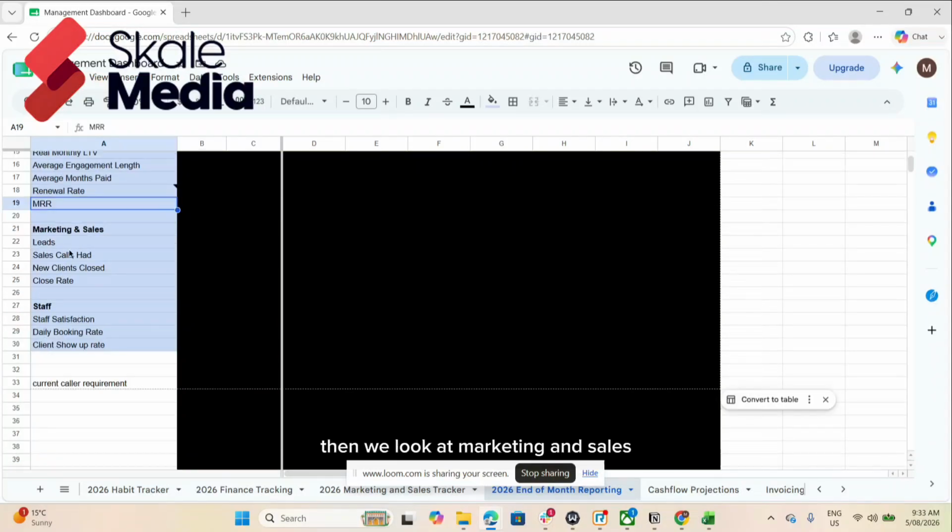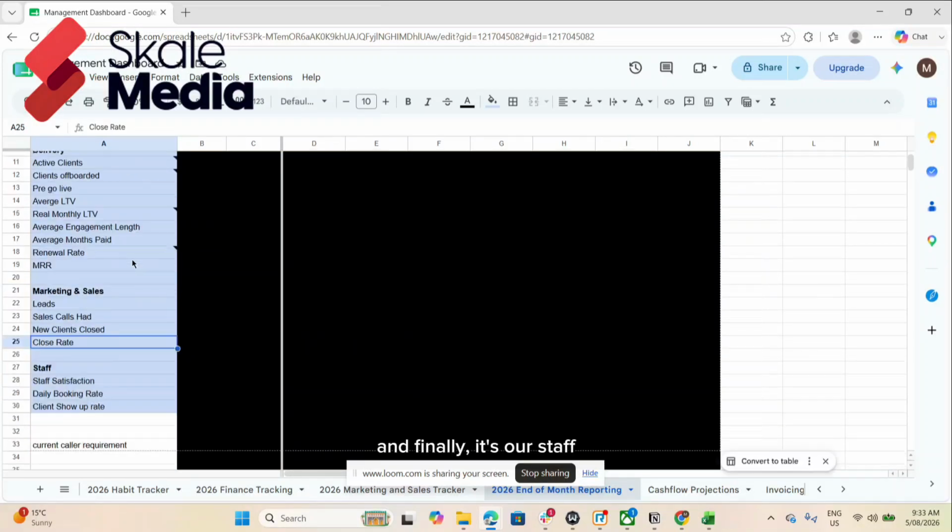Then we look at marketing and sales. So look at leads, the number of leads we've generated, number of sales calls we've had, number of clients closed, and then our close rate on those sales calls. Finally, it's our staff. How are they performing? So we look at staff satisfaction. How out of 10, on average, how happy are they at the moment?